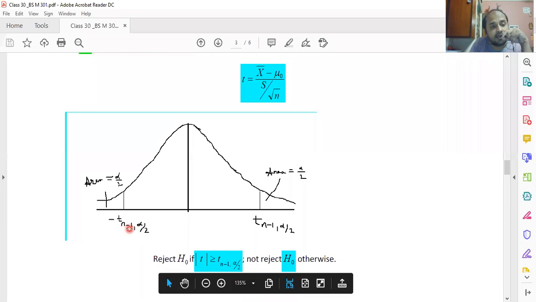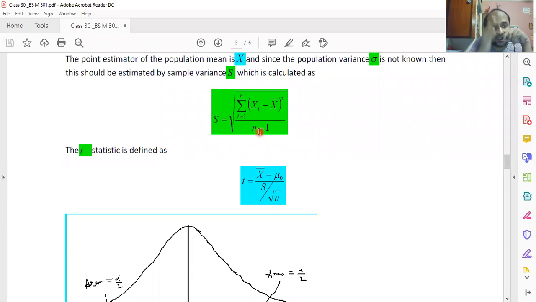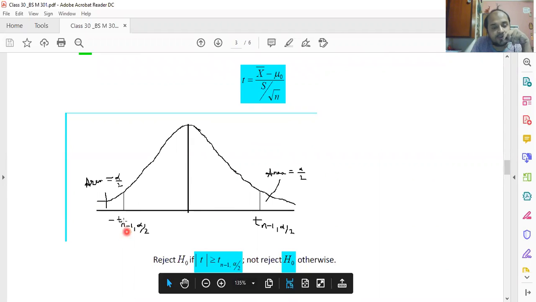And what is n minus 1? It is called the degree of freedom. Why is it n minus 1? It is because when we calculated the sample standard deviation, we reduced the sample size from n to n minus 1. So one particular thing has become negligible or redundant. Therefore, this quantity has been written over here.